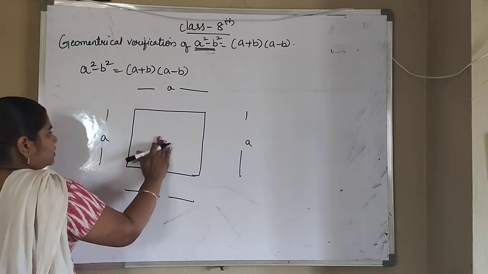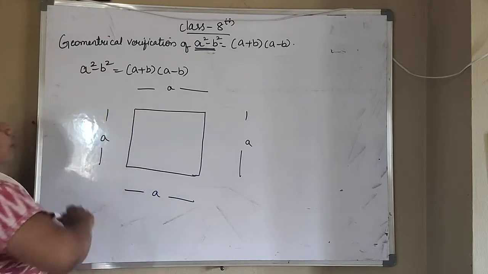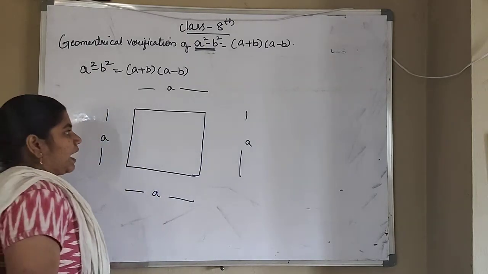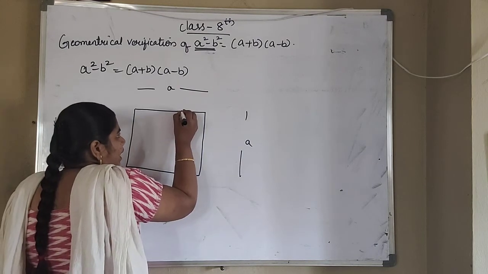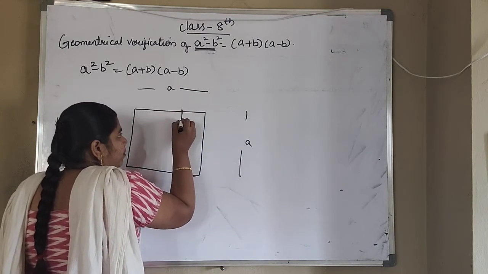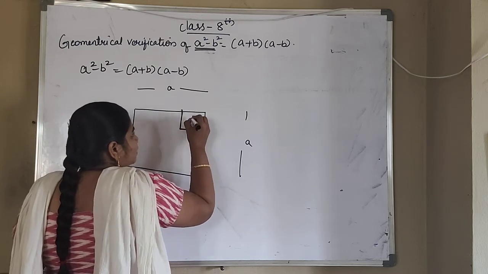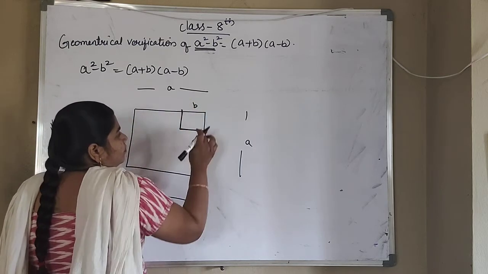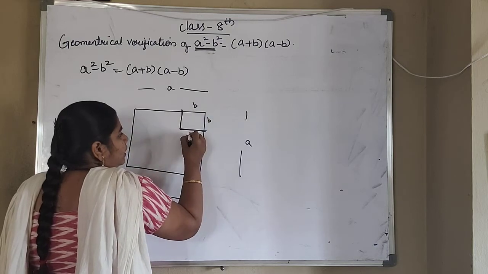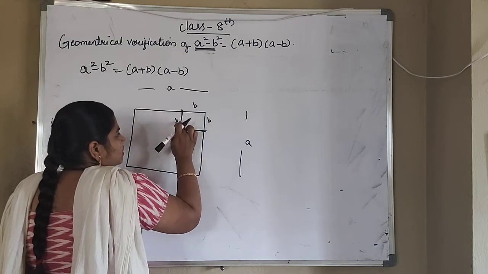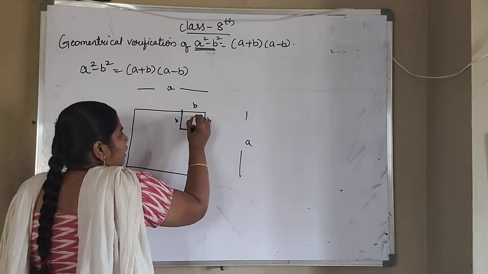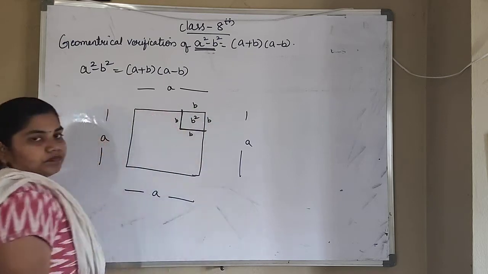Now from this a square we have to remove b square. So I am taking some part here, of value b, from here to here. This is a square again, so b square. This value is b on all sides, so this is a square. What is the area of this part? That is b square.